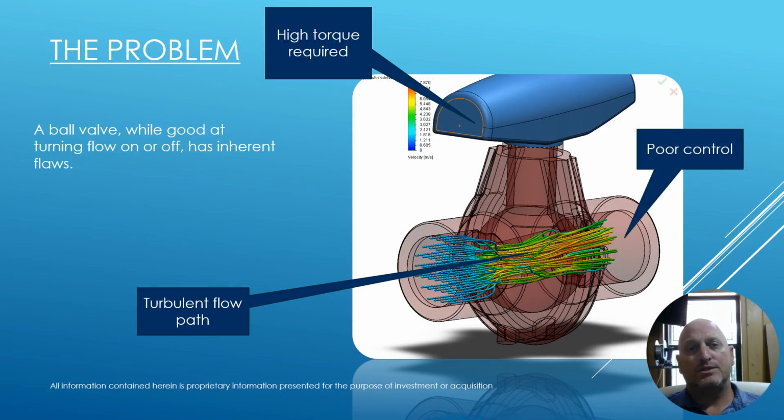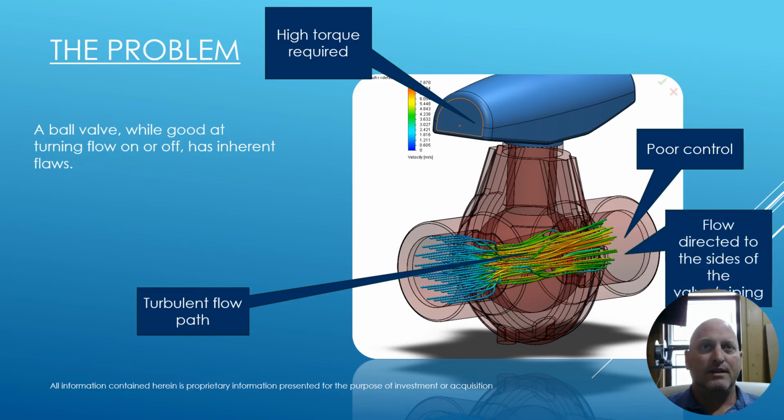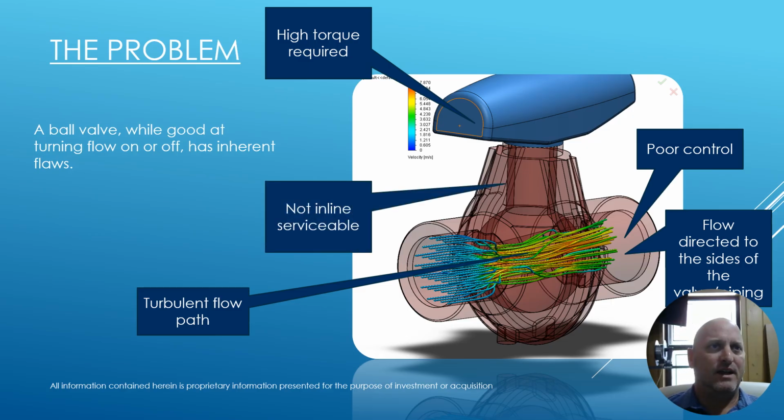You do have very poor flow control. Now, you can get good flow control with an expensive, highly machined, characterized ball valve, those kinds of things. But it's still ultimately trying to mimic what a globe valve can do when it comes to flow control. Now, the flow is also directed to the sides of the piping and the interior walls of the sealing surfaces of the ball valve. So when you have that turbulent flow path that's introduced to the interior walls of the piping, the damage that can cause to the interior walls of those piping can be significant. And again, you have a lack of inline serviceability. They have to be removed if you need to service or replace a valve.